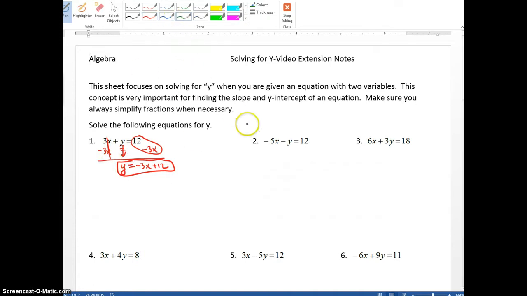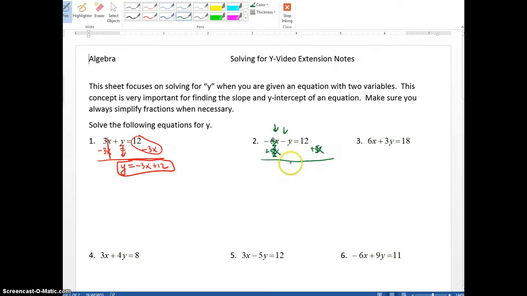Okay, next example. I have to get rid of the y, and I have to get rid of this negative. I always undo addition and subtraction first. So, how do I get rid of this negative 5x? Well, it's linked to the y by some form of addition or subtraction. Since it's negative, I would go ahead and add it. Again, I cannot add it to the 12, so I scoot it over. Add the 5x.